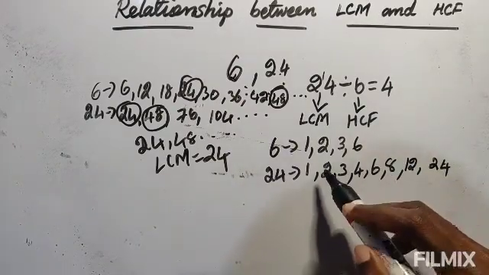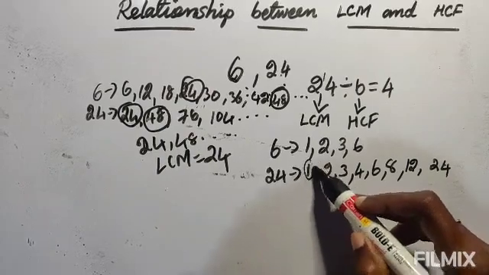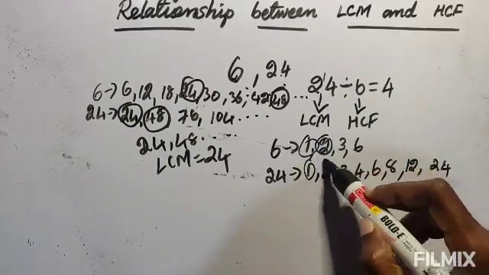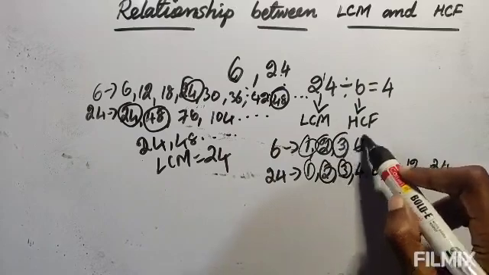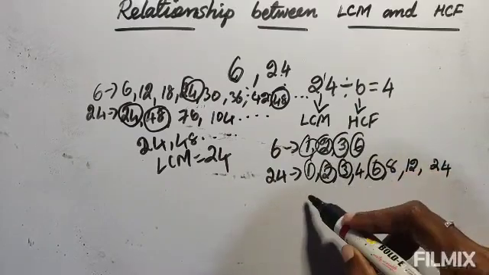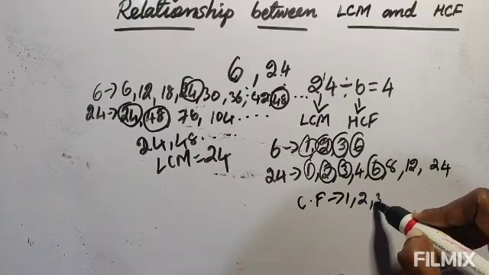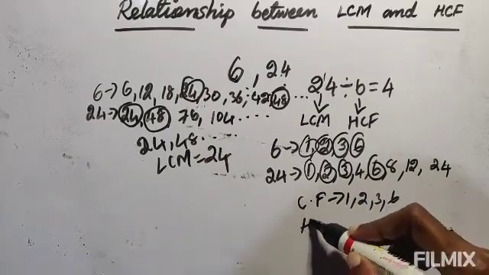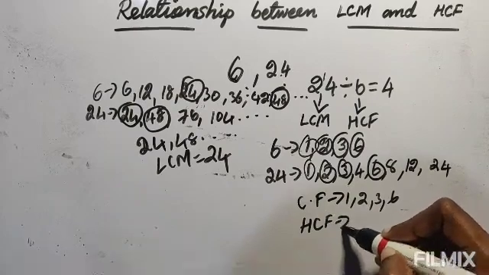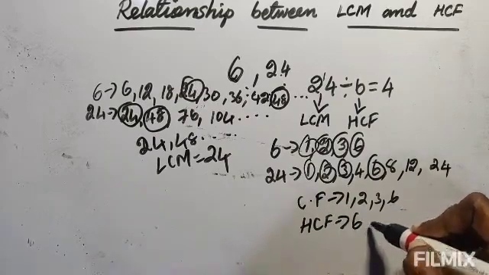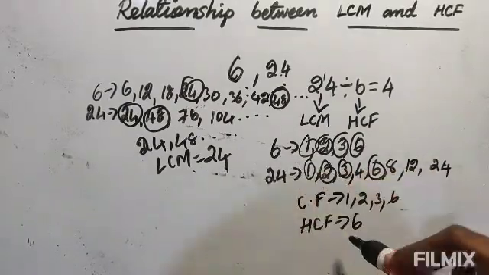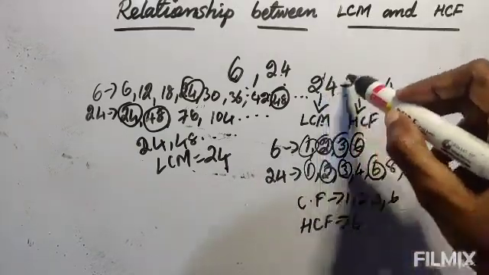Now if we take the common factors, that is 1, 2, 3, 6. The common factors are 1, 2, 3, 6, and in these the bigger one is 6. So HCF is 6. LCM is 24, HCF is 6. So we have found it like this.